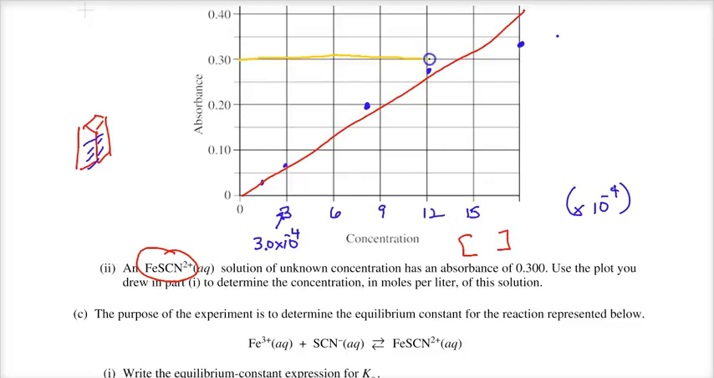Essentially, we hit this line here, and then we read down. Now, my line is terrible, okay? If you use the data carefully, you actually will get closer to a 16. So this will be 16 times 10 to the negative 4, and it's an absorbance. Absorbance has no units. And you say, well, why doesn't it have any units?